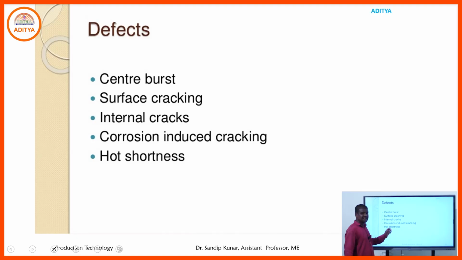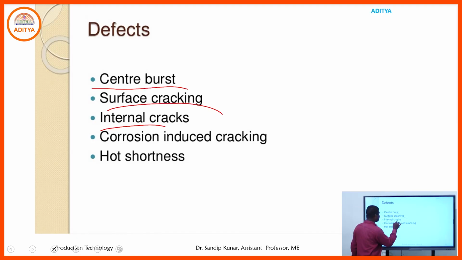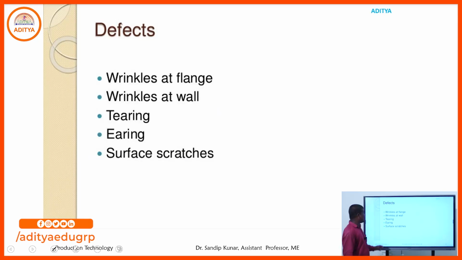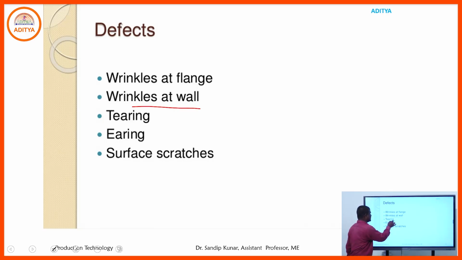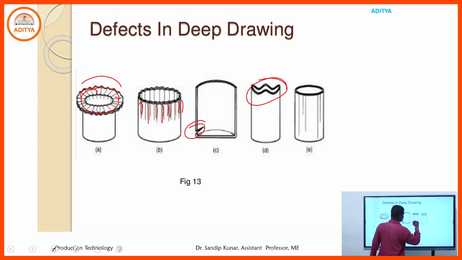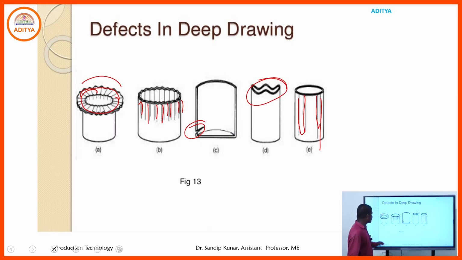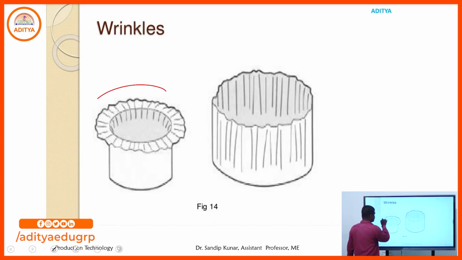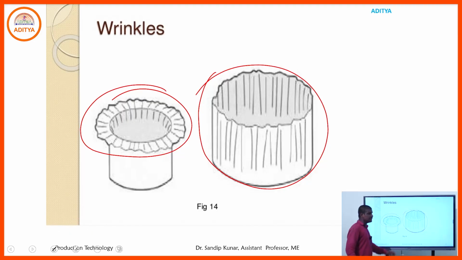Defects. What are the defects generated in that process? Center burst, surface cracking, internal cracking, corrosion induced cracking, hot shortness, that type of problem will occur in that particular process. And another, wrinkles at the flange surface. Wrinkles means some bending type shape will be produced. Wrinkles at walls, tearing, earring, surface scratches, those types of problems are also produced. These are the defects: wrinkles, ear type defects and surface defects will be produced in case of the deep drawing operation.